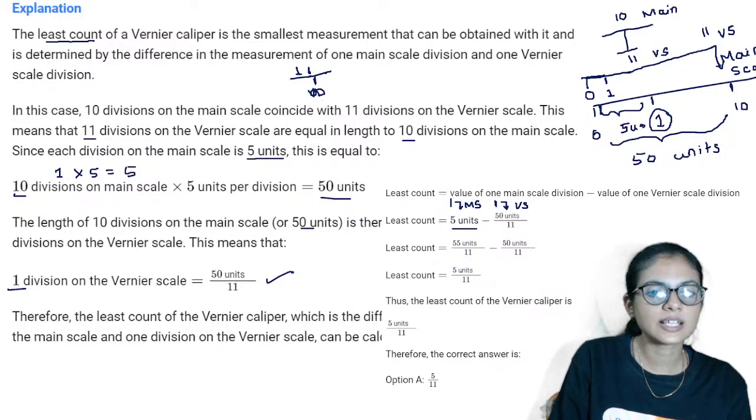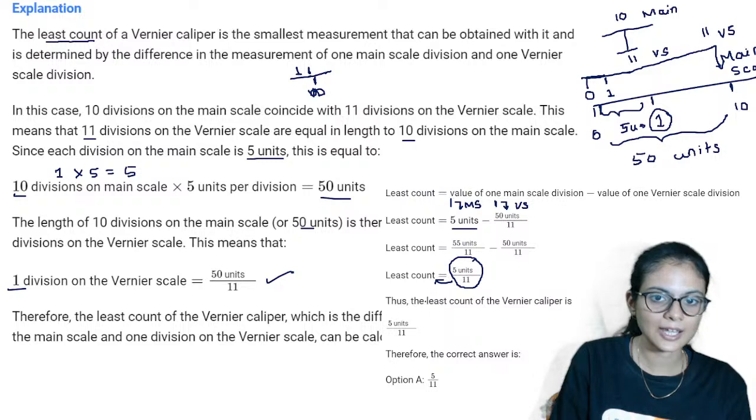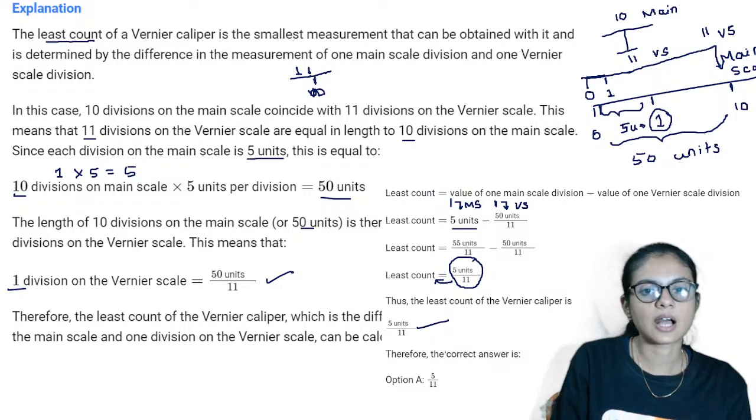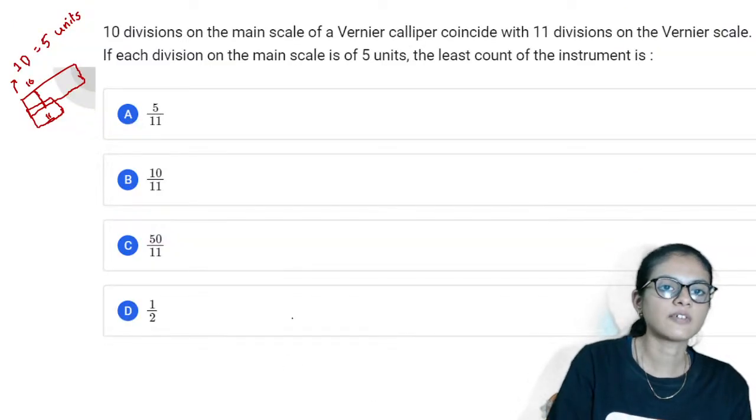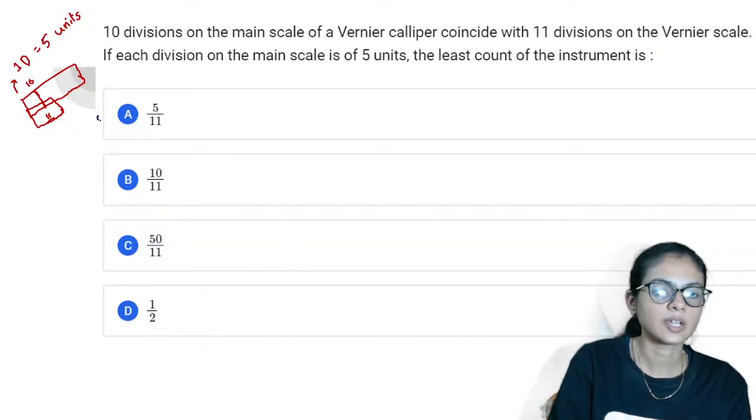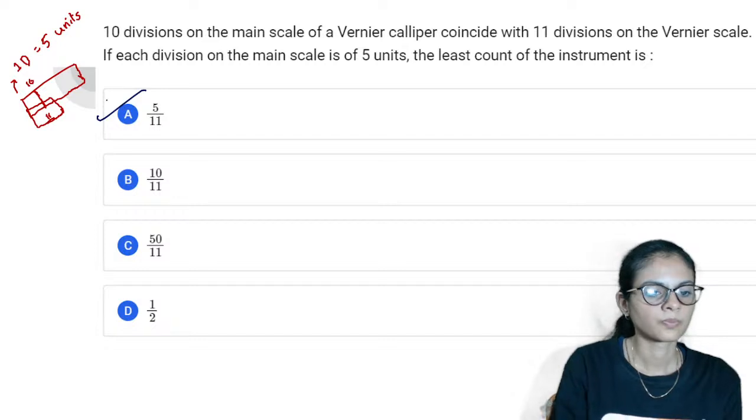When you subtract these things, whatever value you get is the least count of the vernier scale. And they have asked us to calculate the same, right? So the answer is 5 by 11, option A. Clear?